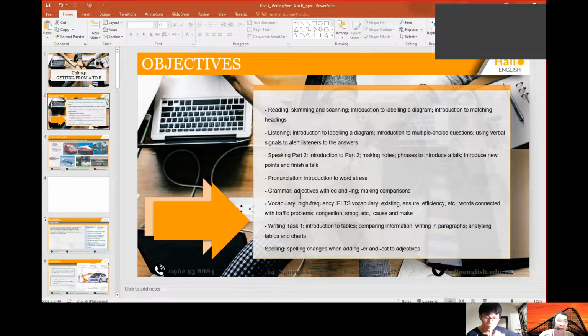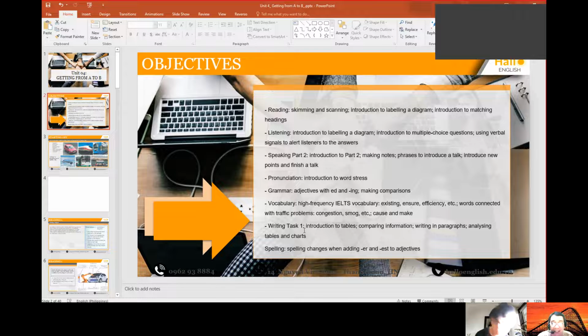Okay? And for the grammar, we will be studying adjectives with -ed and -ing, and making comparisons. So when we are comparing, of course, we are going to say similar, so that is how we are going to compare. And for the vocabulary, we're going to understand high frequency IELTS vocabulary, such as existing, ensure, etc. And then words connected with traffic problems: congestion, smog, etc. And then the cost and make.